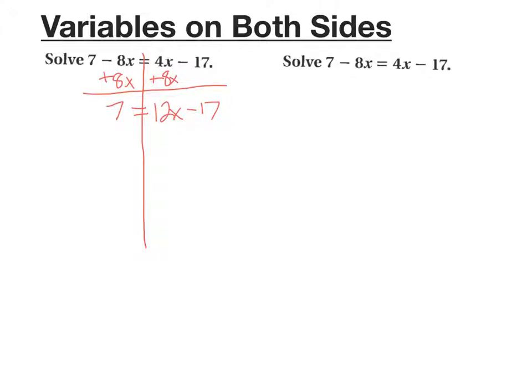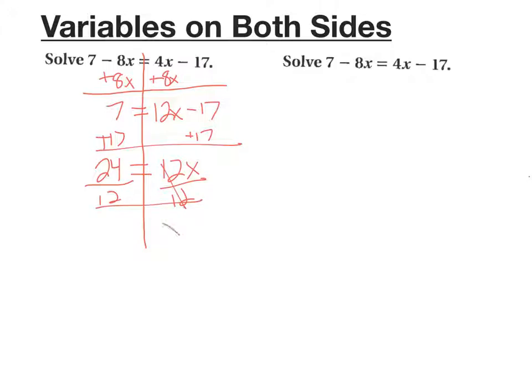We just combine like terms. Negative 8 plus 8 is 0, 0x. 0 times x is 0. 4x plus 8x is 12x. And now I just have a regular two-step equation. I'm going to add 17 to both sides. That gives me 24 on the left. On the right side, those cancel out. Negative 17 plus 17 is 0. Now I have 12x. 12 times x, inverse operation is division. Divide by 12, and I have x equals 2.